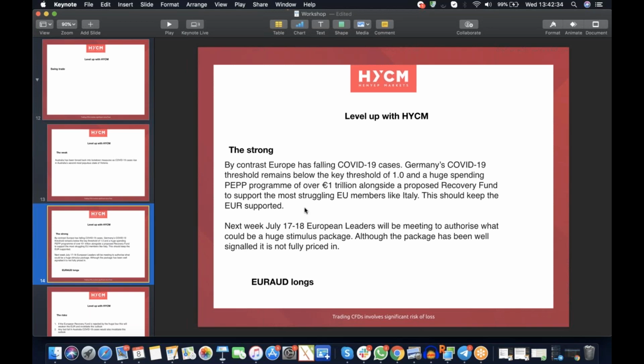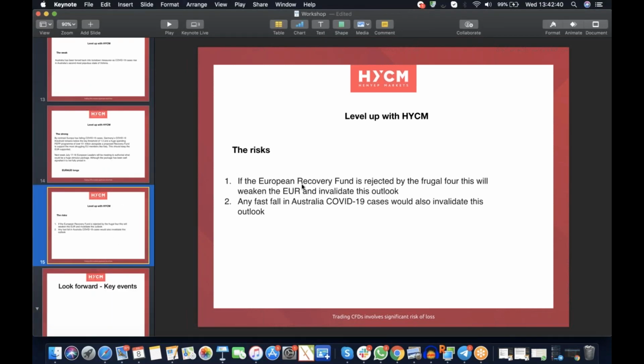Now, what are the risks to this trading outlook? Well, we'll look at the risks. The risk first and foremost here is if the European Recovery Fund is rejected by the so-called Frugal Four, this will weaken the euro and invalidate this outlook. Now, the Frugal Four are the countries of Austria, Sweden, Denmark, and Netherlands. They are opposed to the giving of grants to a number of the European countries.